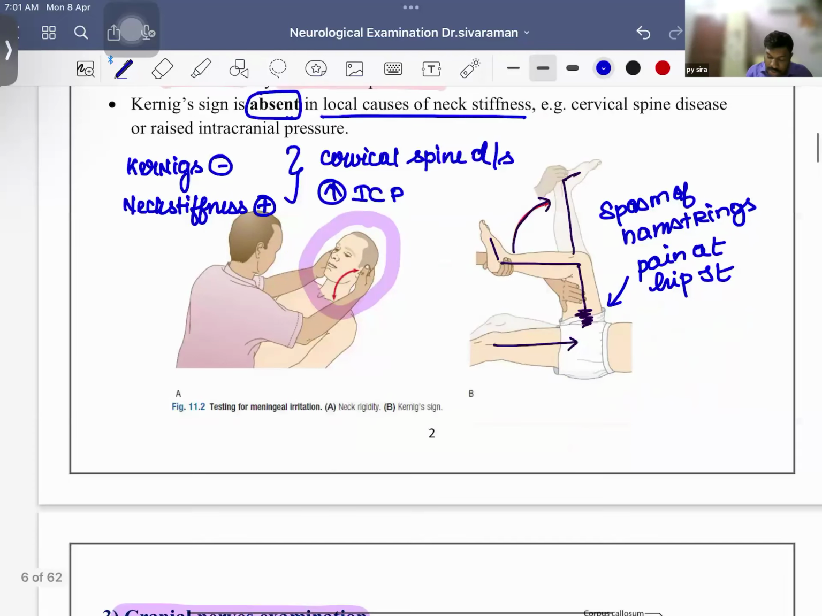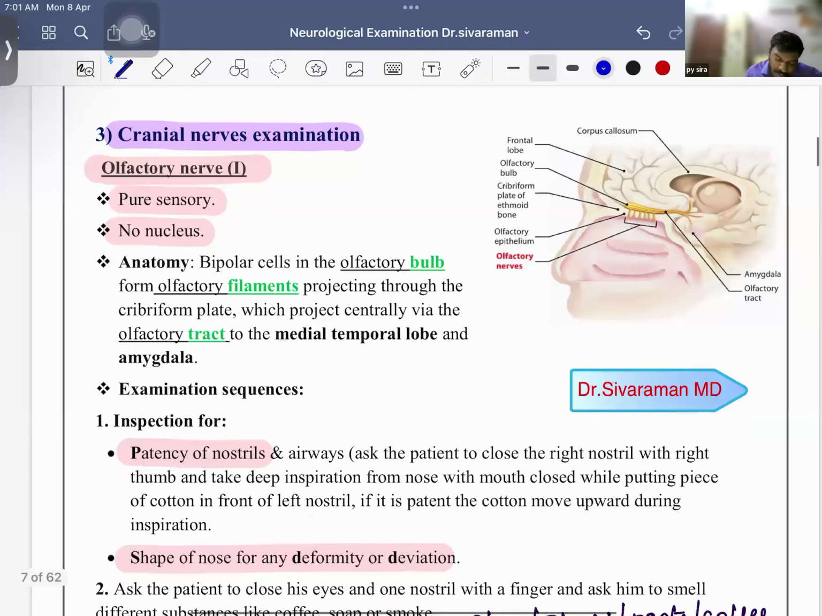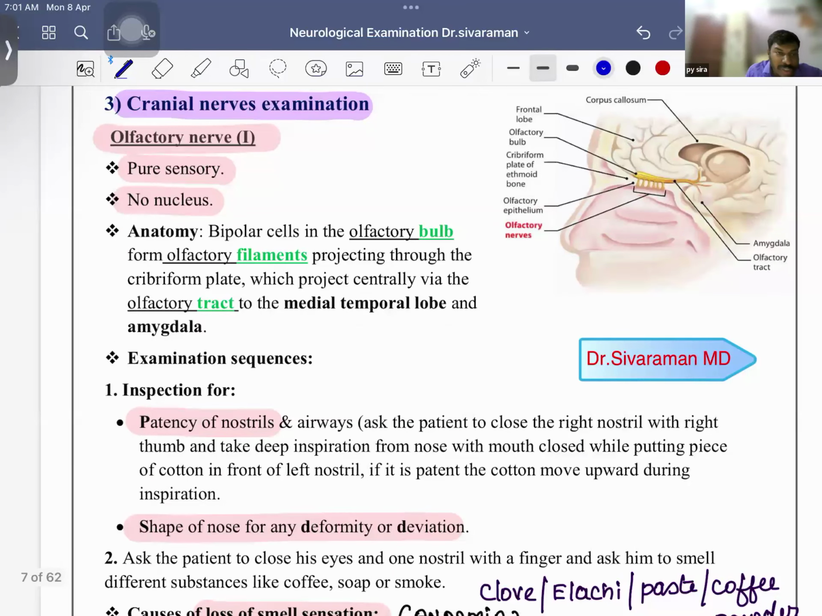Then next, coming to cranial nerve examination. The first nerve is the olfactory nerve, which has no nucleus and is a pure sensory nerve. It passes through the cribriform plate like this, and it goes to the medial temporal lobe.